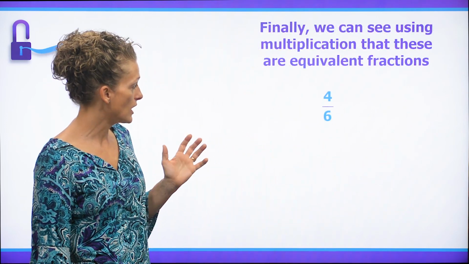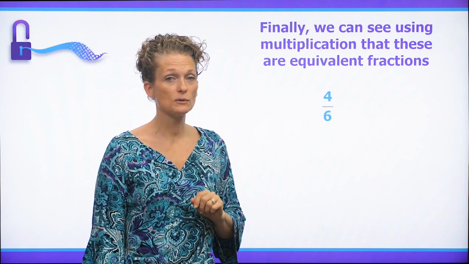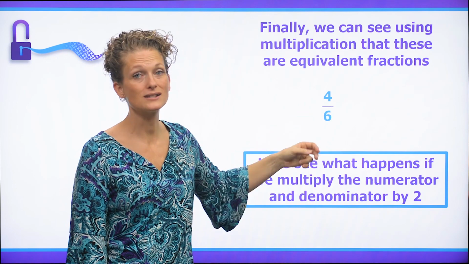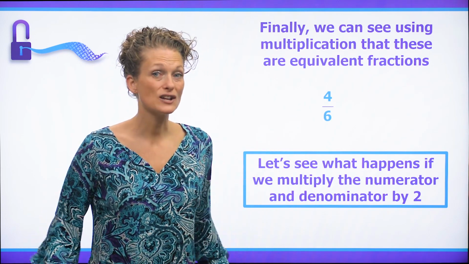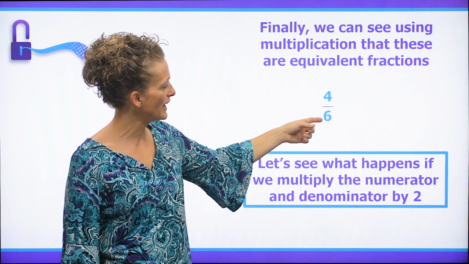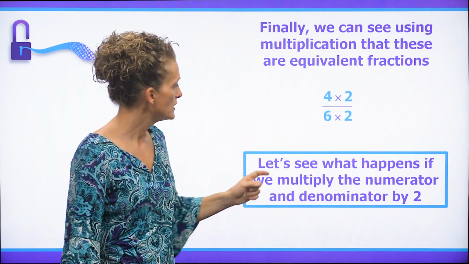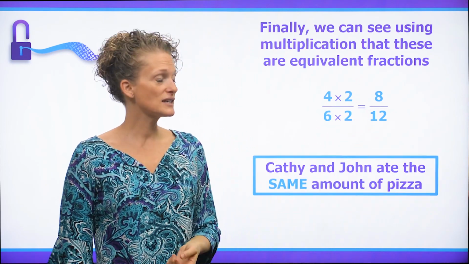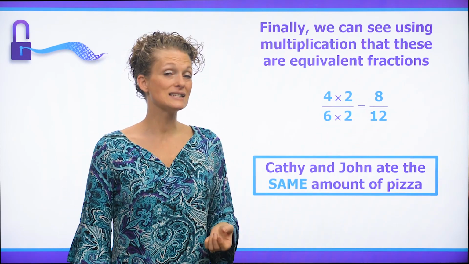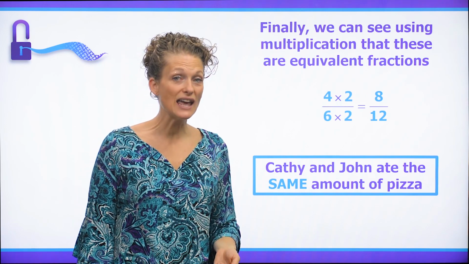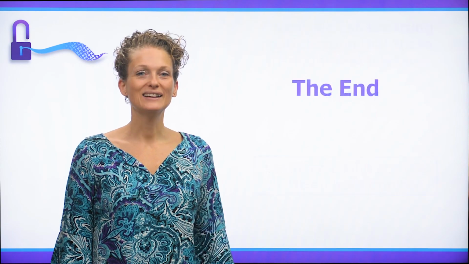Another thing we could also look at is multiplication. As we said, if we multiply both the numerator and the denominator by the same number, it does not change the value of the fraction. So let's see what happens if we multiply the numerator and the denominator by 2. 4 times 2 is 8, 6 times 2 is 12, and so we can see that 4/6 is equal to 8/12, which means that Kathy and John ate the same amount of pizza. And that's your lesson on equivalent fractions.